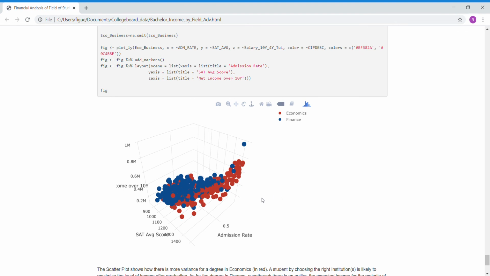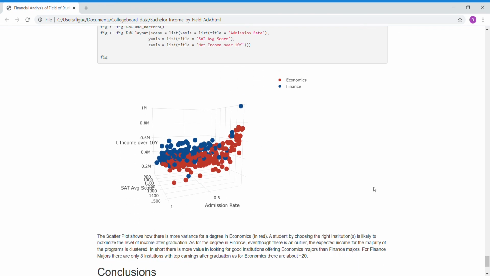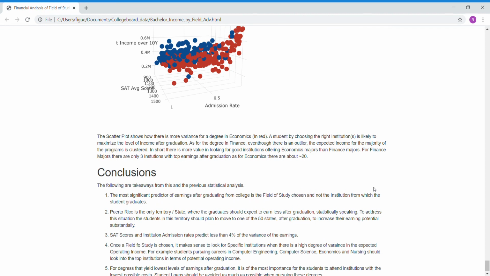However, for economics, you can see that there is more spread. And this just compares the SAT score, average score, against the admission rate, and then you have the salary, the earnings over the next 10 years right here. So for economics, it probably would be a good idea to check on universities that provide that, and you can play with this, of course, turn it any way you want. That's going to be available for you as well for download.